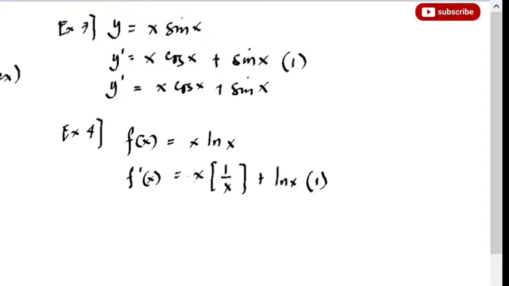So therefore, kung titignan nyo, itong x at saka x will cancel out. Our derivative is equal to 1 plus ln of x. So, ito na yung kanyang derivative. Okay? Naintindihan? So, isa pa. Example number 5.